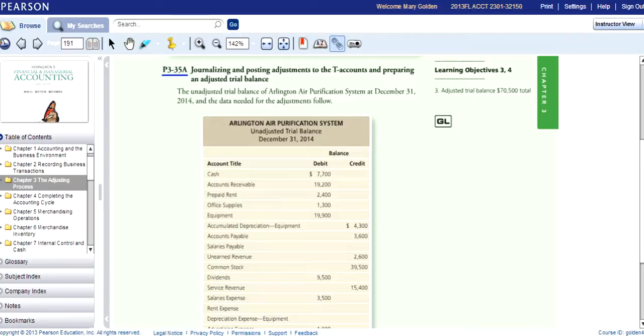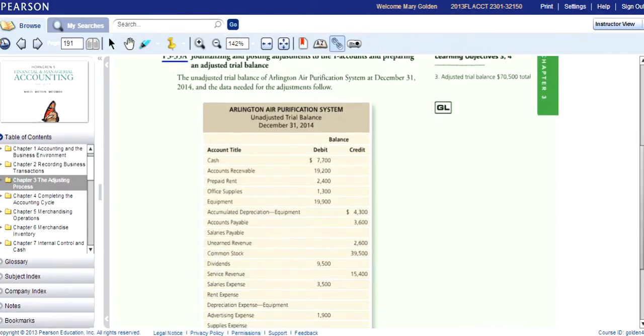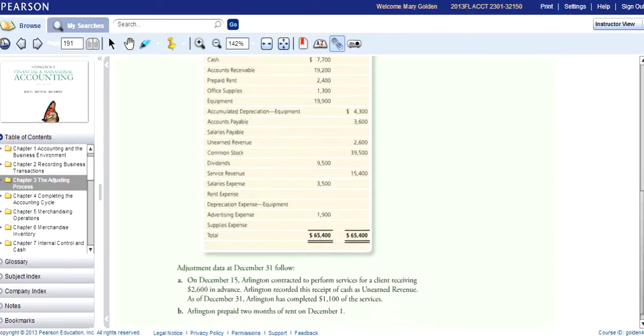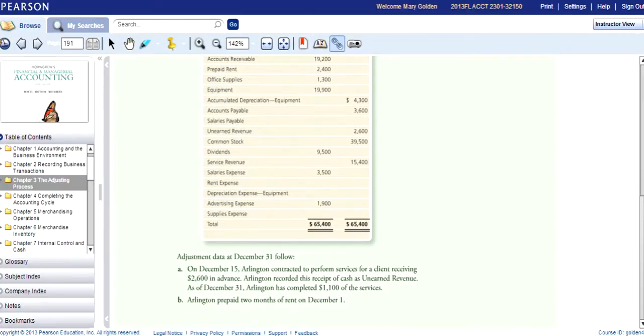So, in this problem, we have an unadjusted trial balance for Arlington Air Purification System at December 31st, 2014. So this may give us some useful information. But let's scroll down to the requirements. We're going to need to make some adjusting entries.